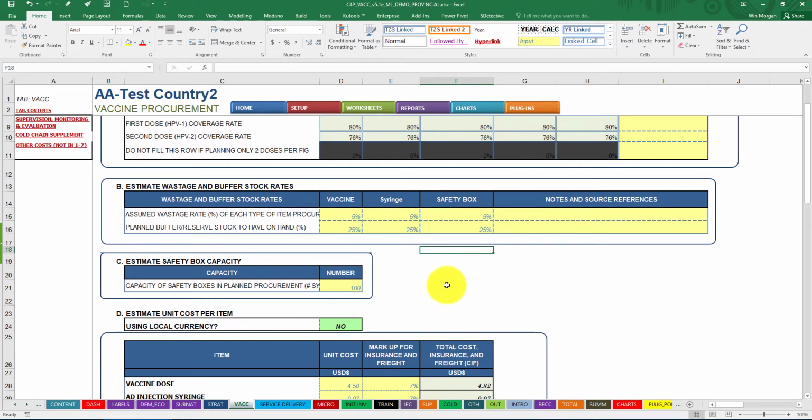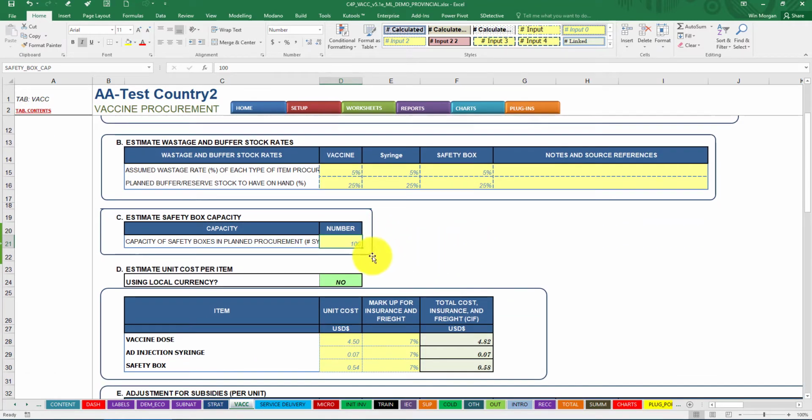Now, safety boxes come in different capacities. So when you get down to this third part, you're going to want to say either it's a 500 capacity or a 100 capacity. Those are the usual sharps boxes or safety box capacities that you have, or you can change that to whatever you estimate your safety box capacity is in your particular case.